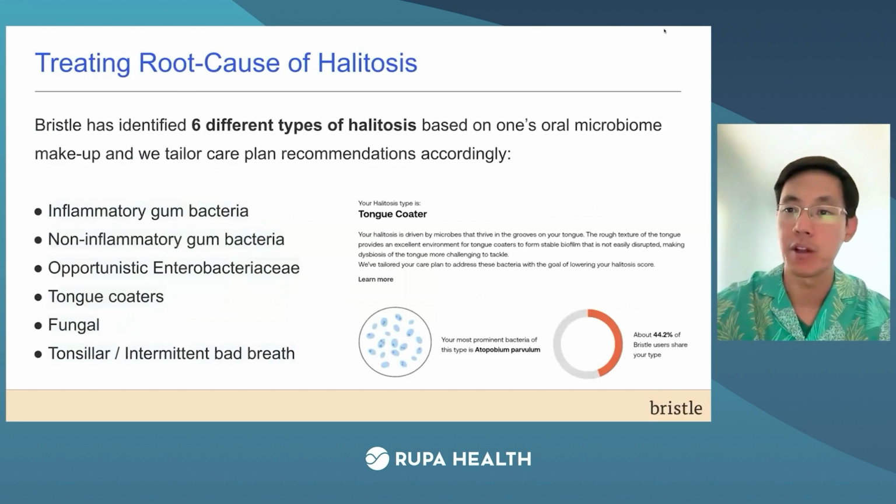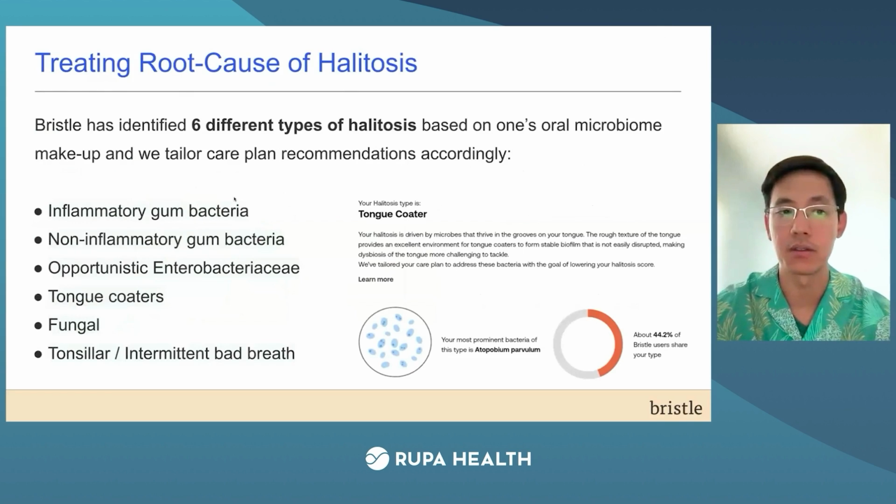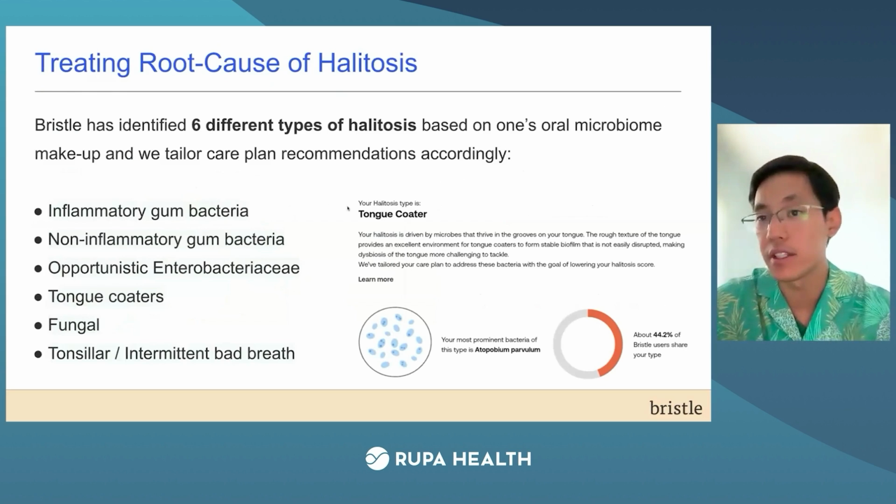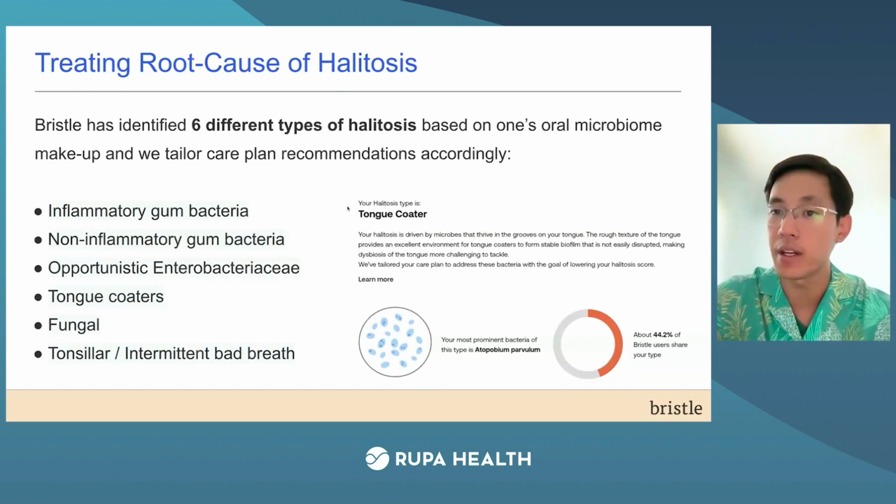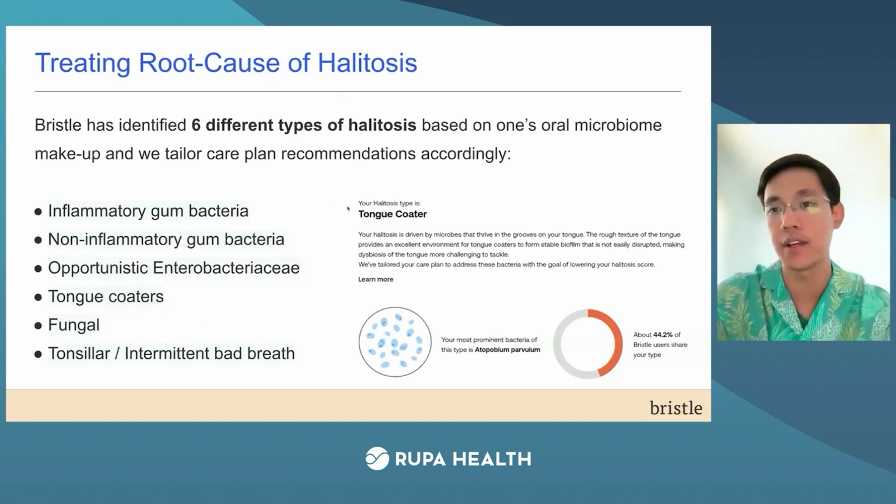And at Bristle, we've developed an algorithm that allows us to define the different types and to tell you what may be the cause of your halitosis and how to solve it. And so these 6 different types are inflammatory gum bacteria. So this is typically people who have periodontal disease actually typically complain of halitosis.